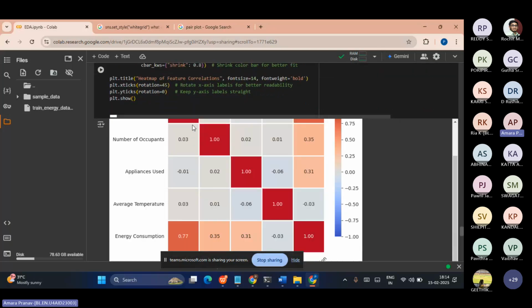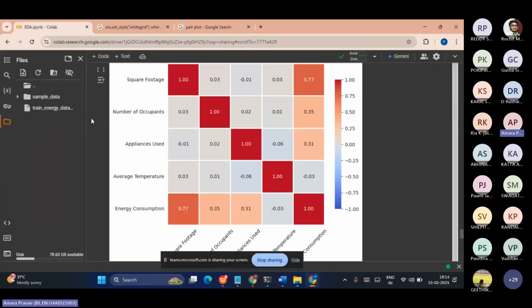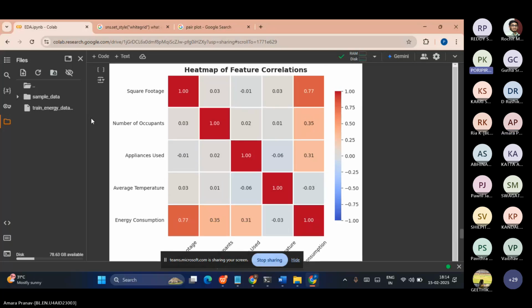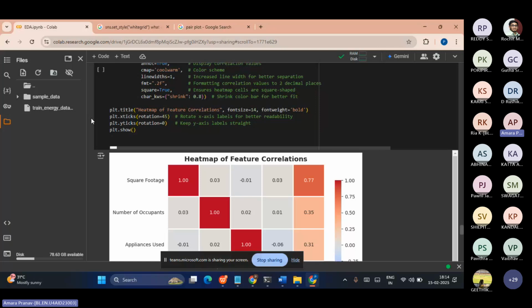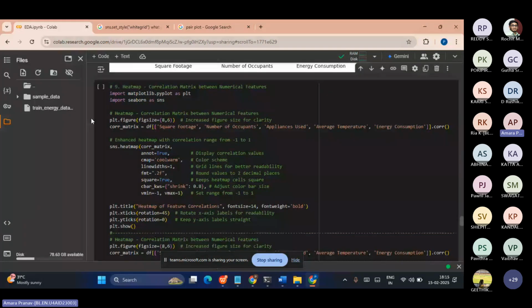Then moving on to heat map. I think Karthik has explained heat map. Did everyone understand what a heat map is? No, I didn't. Okay, you didn't. Okay. So heat map. What is a heat map?